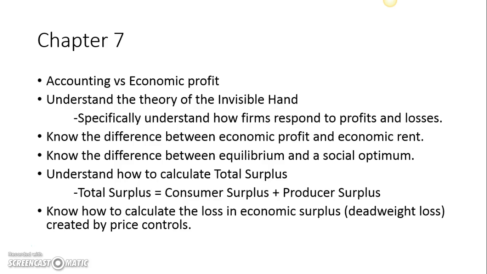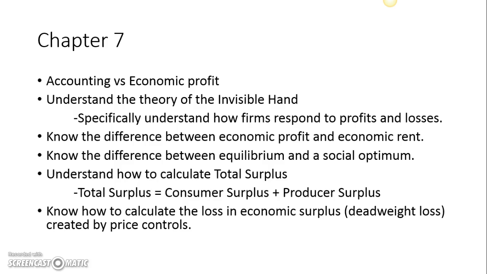For Chapter 7, the main thing is accounting versus economic profit, and specifically the invisible hand theory. And so how economic profit is typically zero in the long run, and whenever firms are earning positive economic profit, other people from other industries are going to want to enter, which is going to shift the supply curve to the right, drive the price down until economic profit is zero in all different industries.